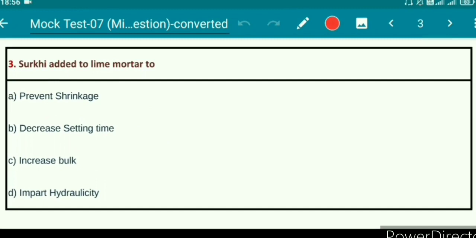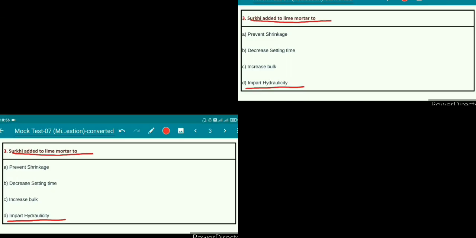Question number 3. Surkhi is added to lime water to option A prevent shrinkage, option B decrease setting time, option C increase bulk, option D impart hydraulicity. Right answer is option D, impart hydraulicity.